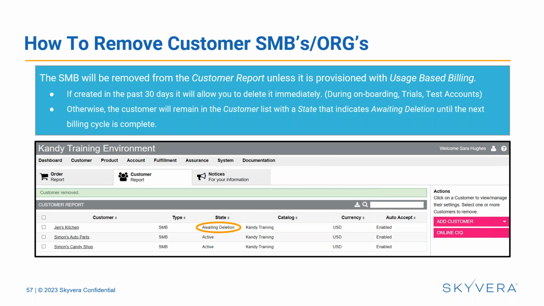There are a couple of exceptions to that rule. So if the SMB was created within the past 30 days, we'll actually just delete immediately. We kind of assume that you're still in the onboarding phase, or it's a trial account, a test account, something like that. You don't have to worry about that. And otherwise, it'll stay in awaiting deletion status until the next bill cycle is complete.